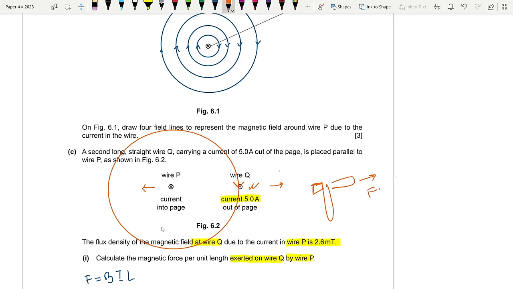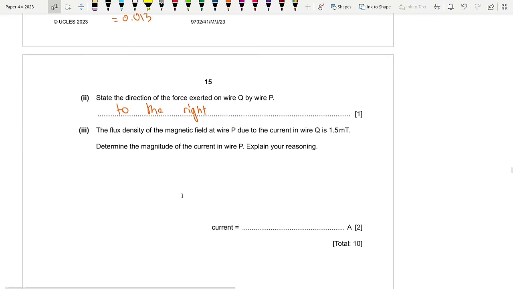My index finger represents the direction of the magnetic field, and the middle finger, which is coming out of the screen, indicates the direction of the current. So force is felt to the right. But this is totally irrelevant. You can directly find it out, right? Because they're carrying current in the opposite direction.